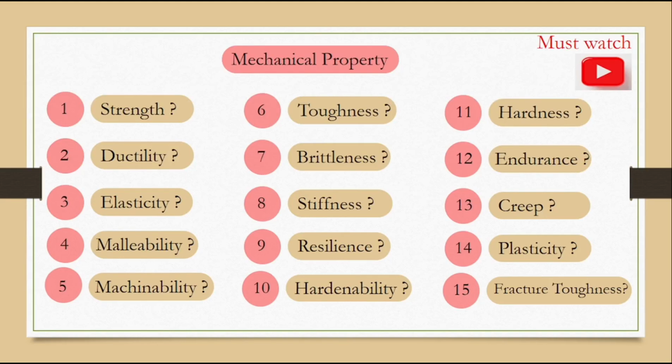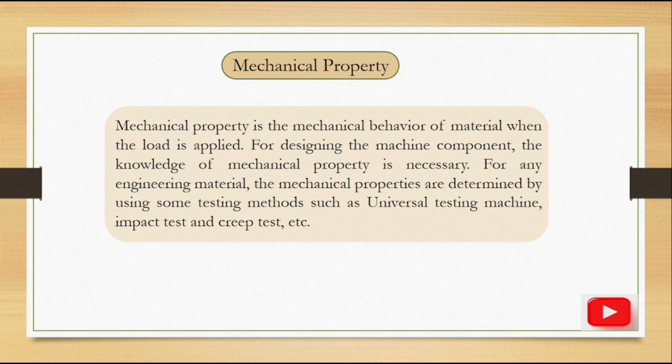I am going to discuss the mechanical property. There are 15 types of mechanical property I am discussing here. So what is the mechanical property? Mechanical property is the mechanical behavior of the material when the load is applied. For designing the machine component, the knowledge of mechanical property is necessary. For any engineering material, the mechanical properties are determined by using some testing methods such as universal testing machine, impact test, and creep test. So this is all about the mechanical property.